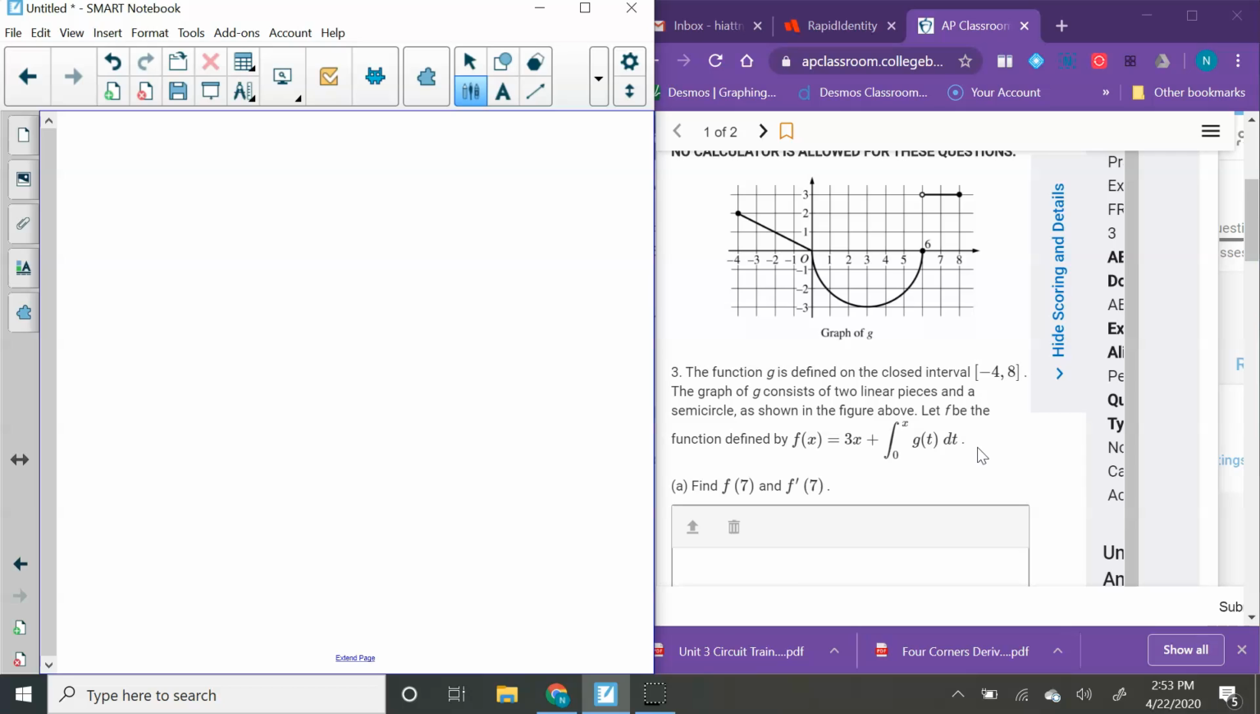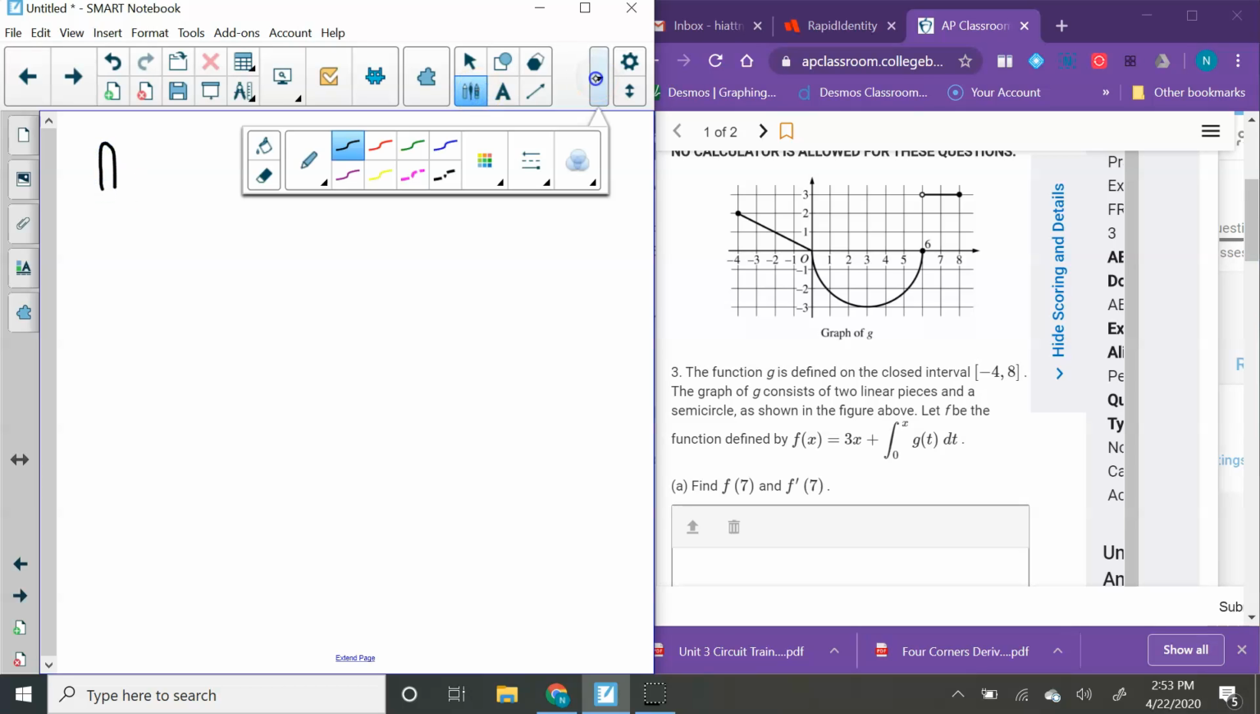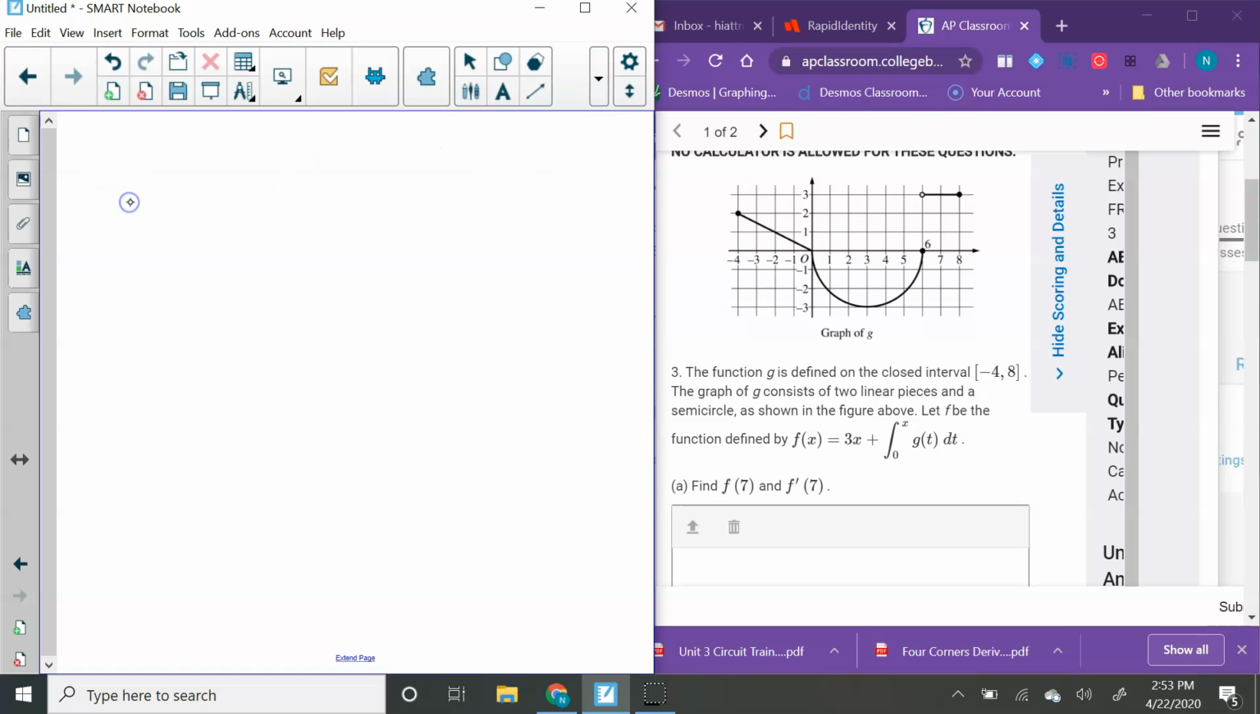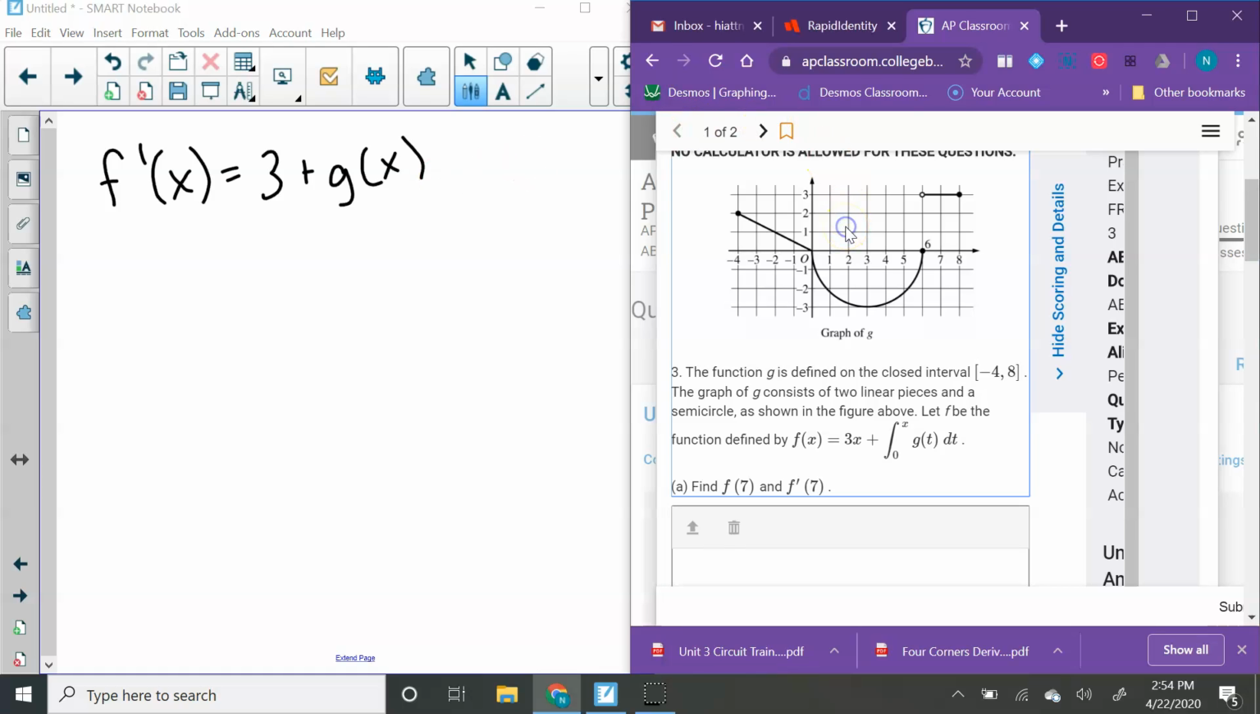So f, oh, sorry about that. Let's go back and erase that. So we just found the f prime of x is 3 plus g of x. So let's just think about what that would look like right there. If I've got that g of x and I add a 3 to it, all that's going to do is take that graph and move it up 3 units. So let me see if I can get a picture of this over here.